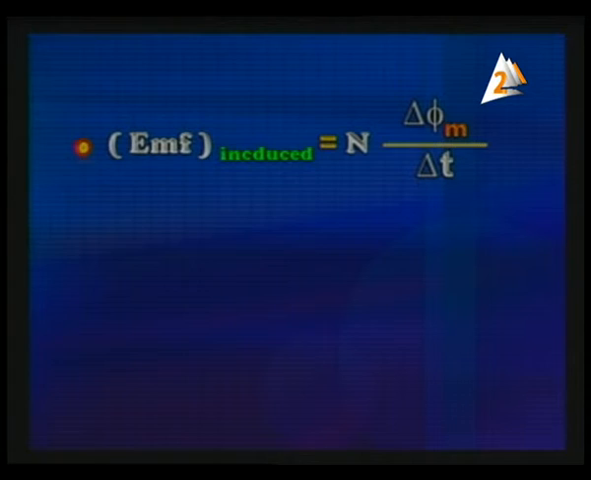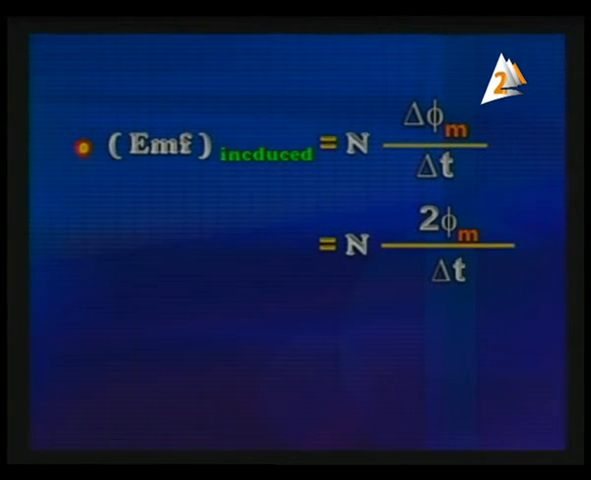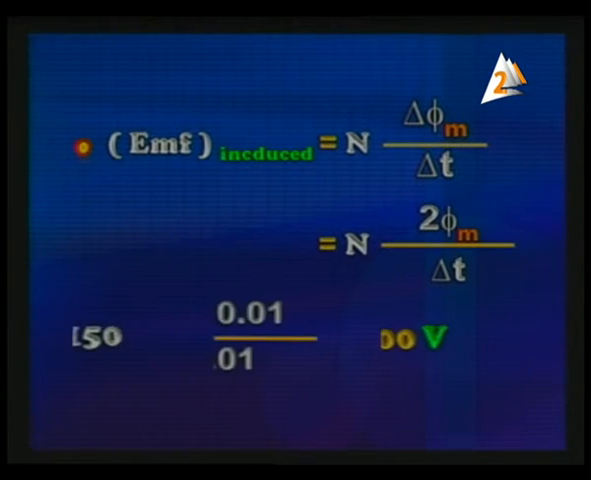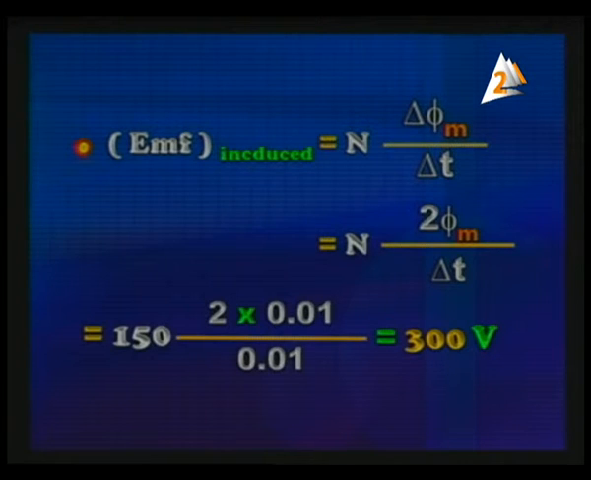Since EMF induced is determined from N delta phi magnetic over delta T, this is another method to calculate the EMF induced using Faraday's law. Current is reversed, delta phi equals 2 phi. So once again, 150 times 2 times 0.01 over 0.01, the same answer, it is 300 volt.